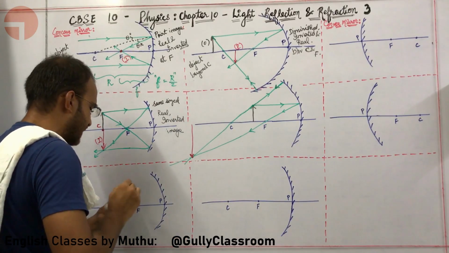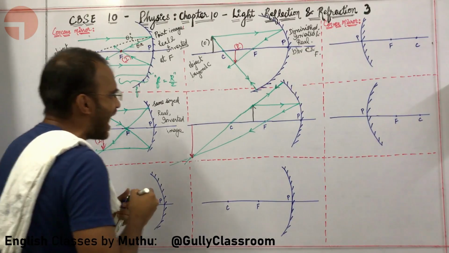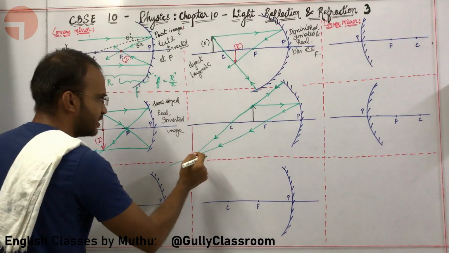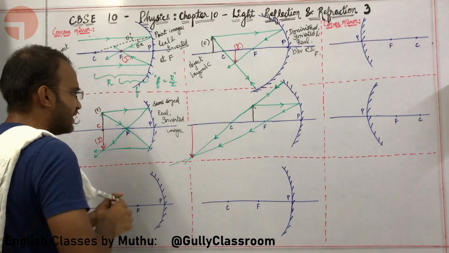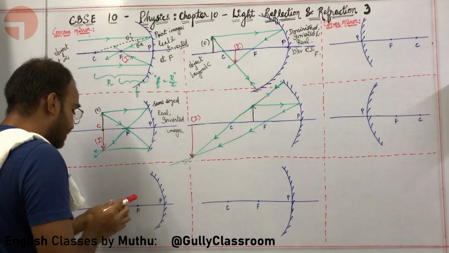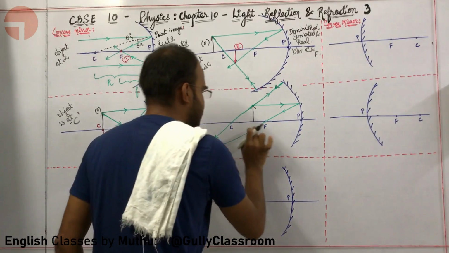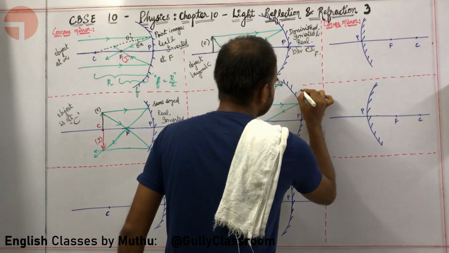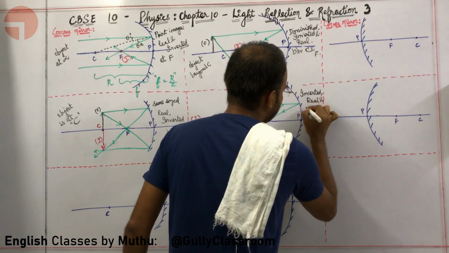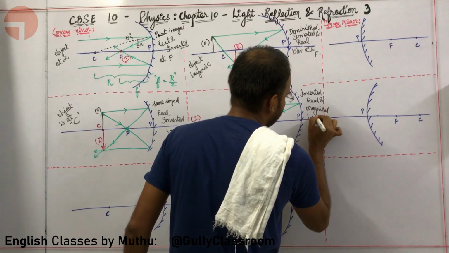Extend your principal axis slightly. Put a couple of arrows in order to notify that these are light rays coming along this path. Absolutely. Here, this is going to be my image. This particular image is inverted, real and magnified. So, when the object is between C and F, I am getting an inverted, real and magnified image.